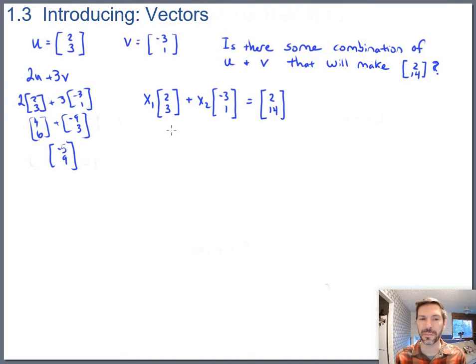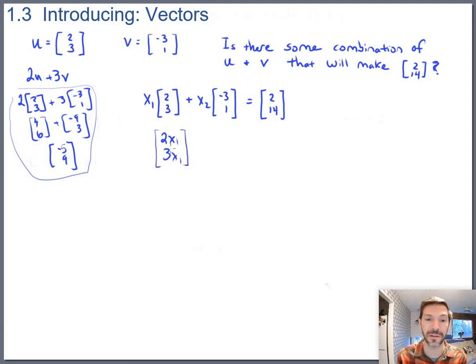But let's go ahead and actually simplify this the same way that we did over here. So let's do the multiplications first, the x1 and the x2, and then do the addition. So we'll get something like 2x1 and 3x1 as a vector. It's still a vector. It's still just got one entry on the top, one entry on the bottom. Not a matrix. And likewise here you get -3x2 and x2. So another vector, and we want that to result in the vector (2, 14).